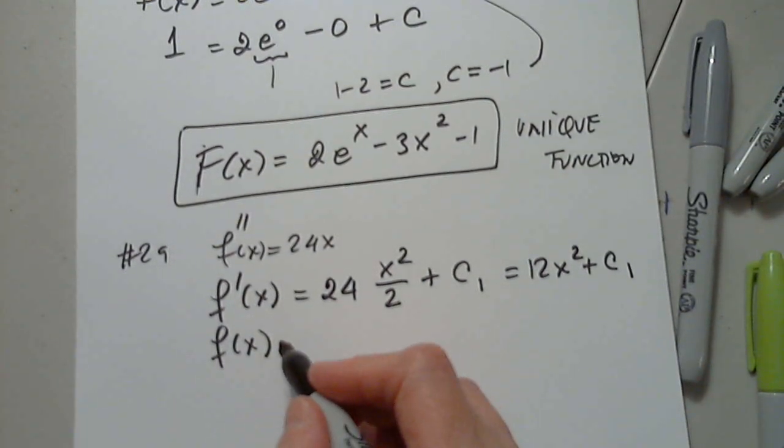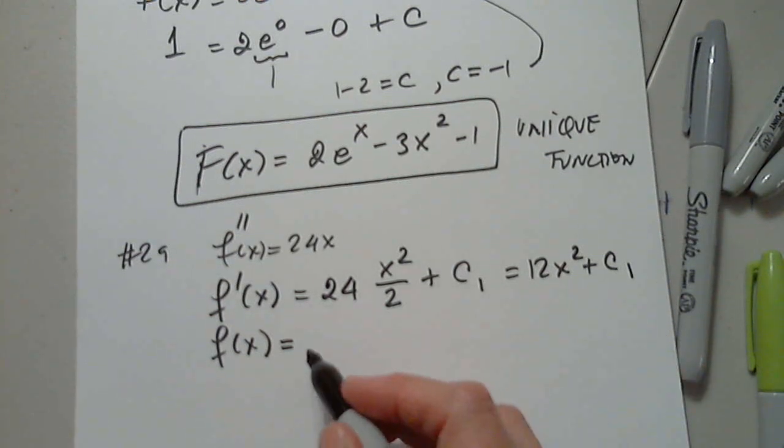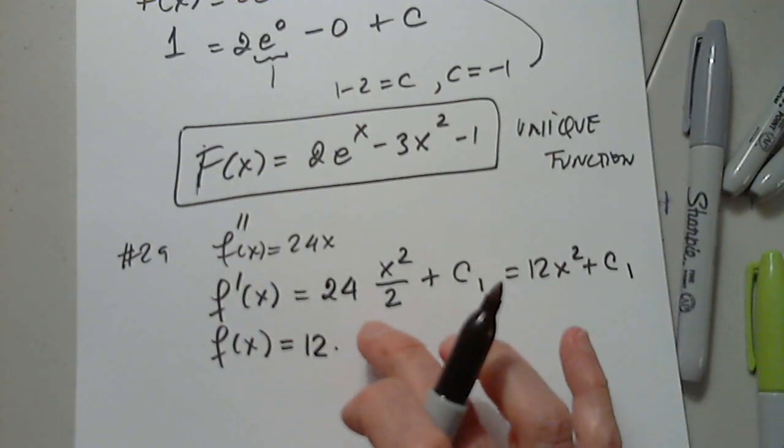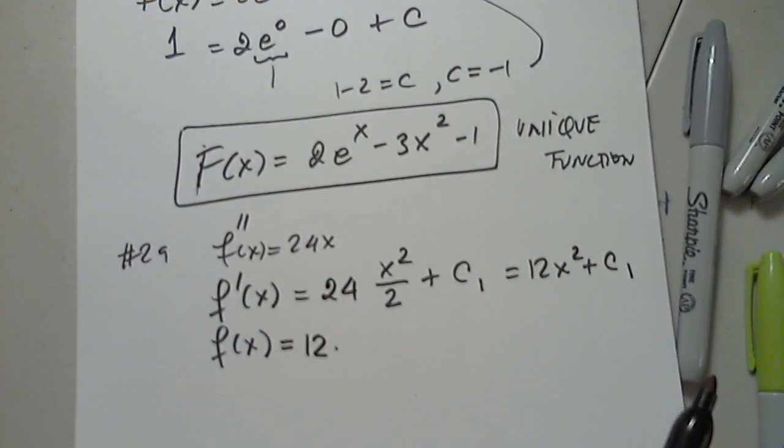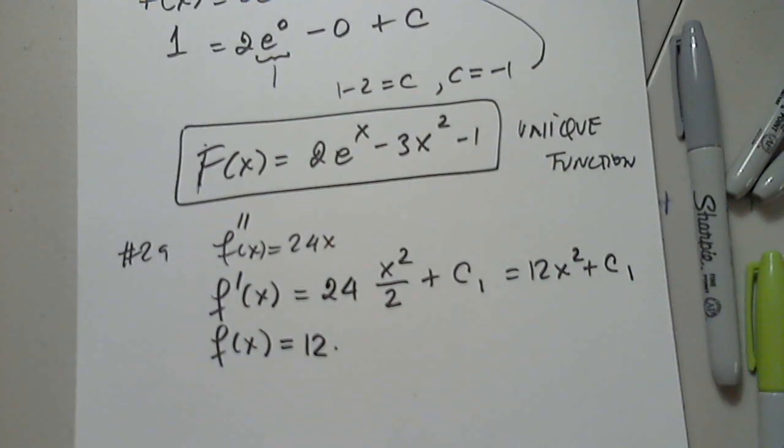I'm moving on to f of x. I copy 12. Why is it c1? In a moment you'll see. No, very good. Perfect question. Is that like a second derivative constant? Correct. Because it has to go twice.